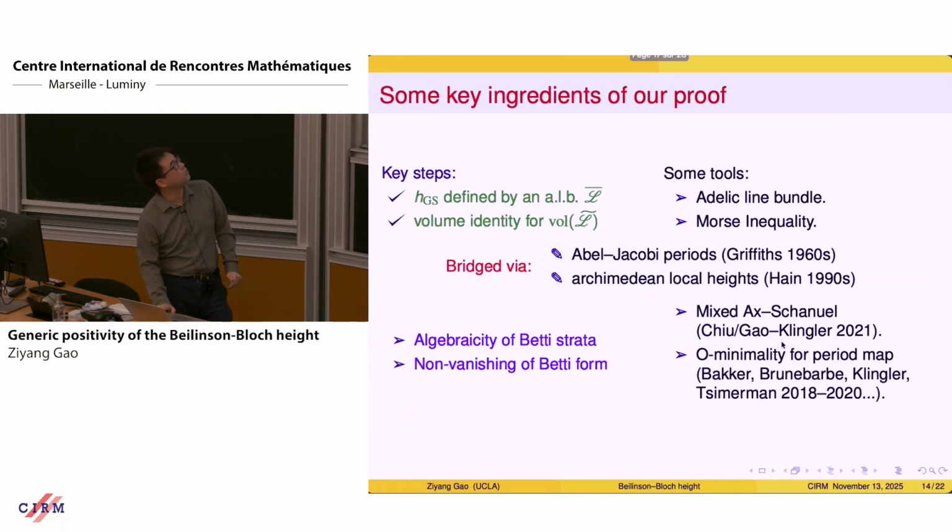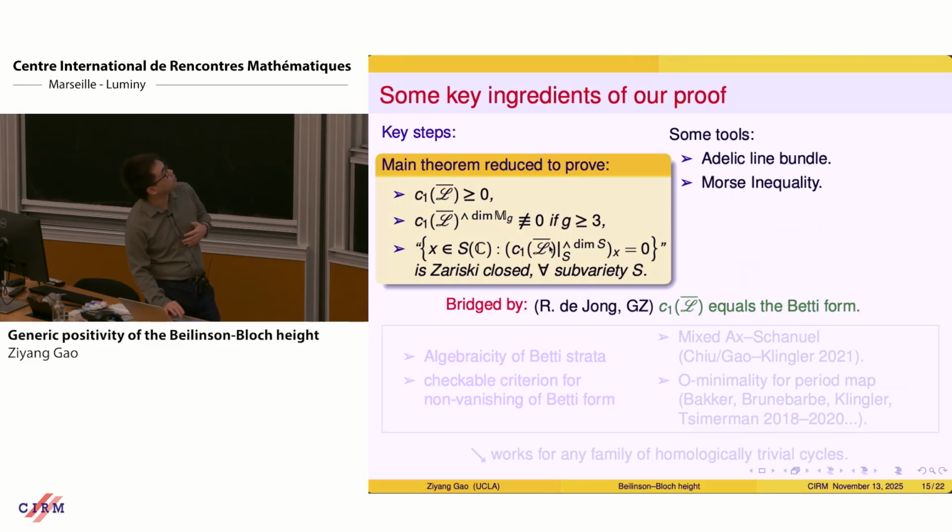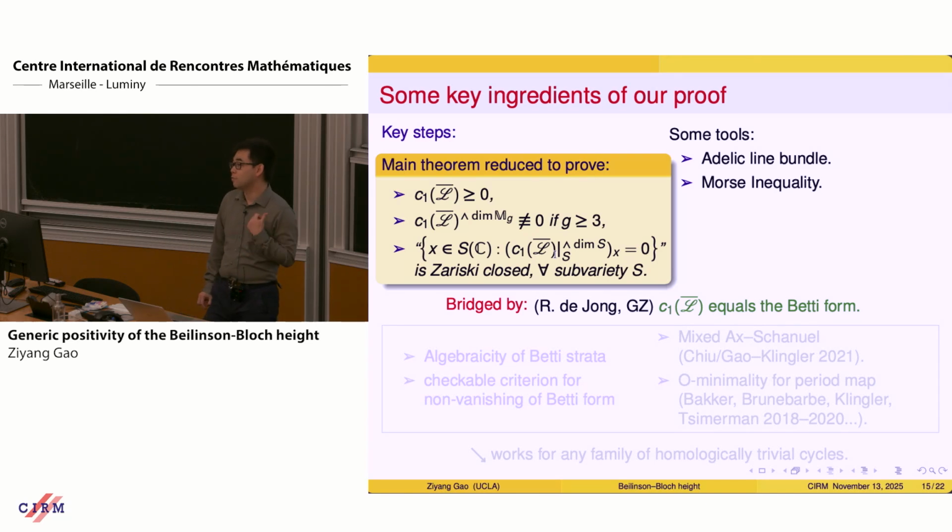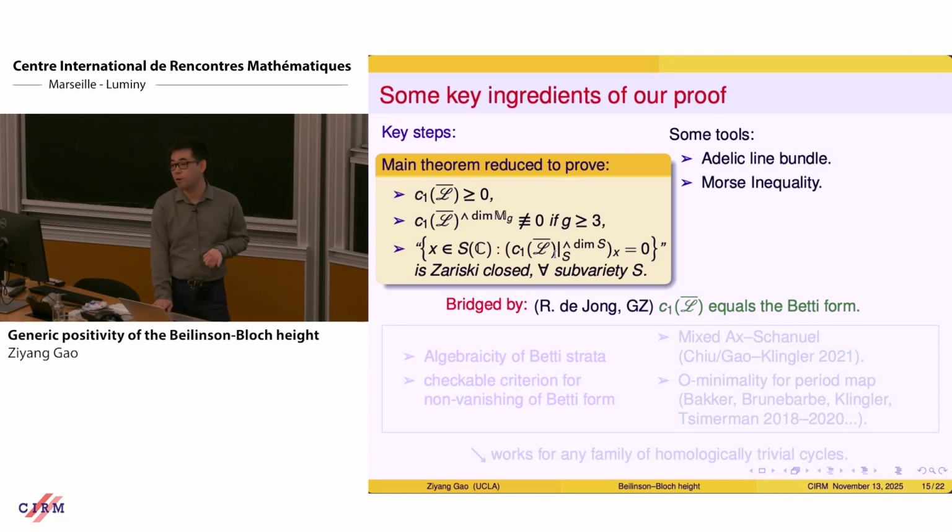So it remains to prove this. Now this is what we wanted to do, and now we're reduced to this one. So we're reduced to proving these three things. And the bridge to them, the first step, is to give another characterization of this curvature form. And in fact, we show that it equals the Betti form. And this also can be deduced from some work of Robin de Jong a long time ago, actually, although none of these things existed. The C1 of L bar didn't exist, and the Betti form was not defined in a very explicit way.